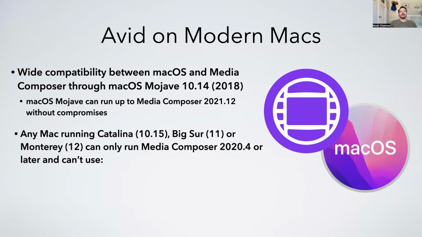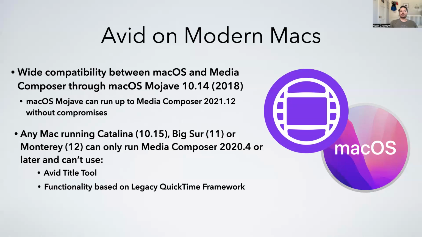Any Mac running Catalina, Big Sur, or Monterey can only run Media Composer 2020.4 or later, and can't use the Avid Title Tool or functionality based on the legacy QuickTime framework. So that includes linking, importing, or exporting functions based on QuickTime. So what are your options here? And when I've spoken to people, one of the first things they say is, all right, fine.